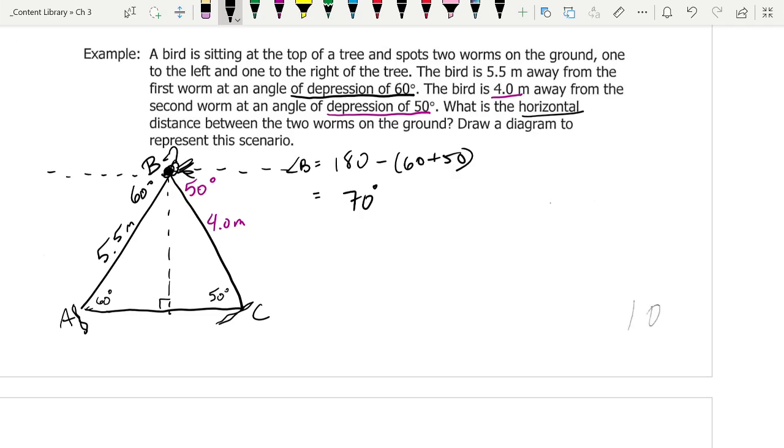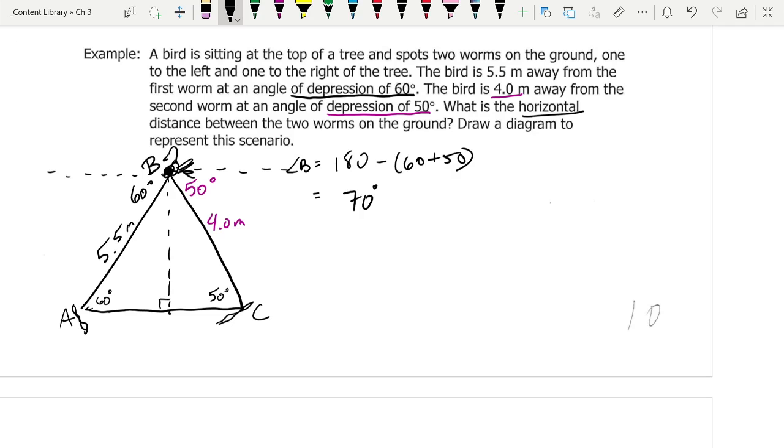Well, that's fine if you want to think about it that way, but I liked using my interior alternates. I like the Z rule. Okay, anyway. Either way, as long as we all agree that this angle underneath the bird's butt is 50 degrees, or sorry, 70 degrees, then we're ready to solve the problem.